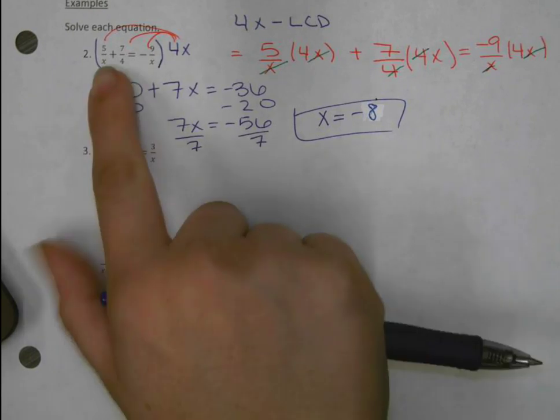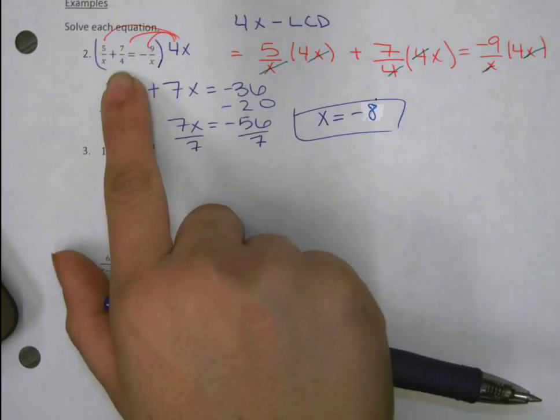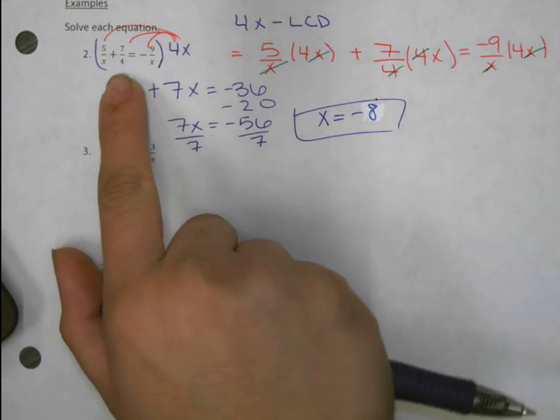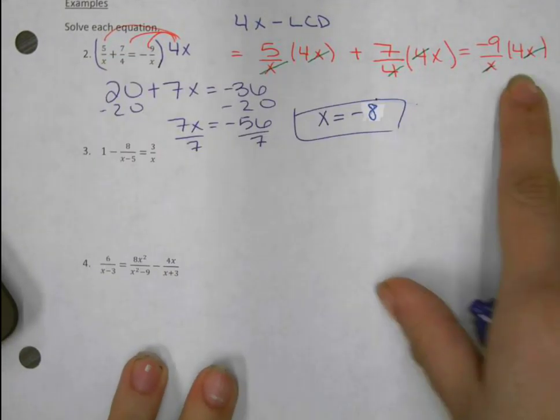That was the stuff I had from the bottom. So I had x and 4 on the bottom. So 4 times x is 4x. And then I multiplied everything by that so I could cancel out all of my different denominators.